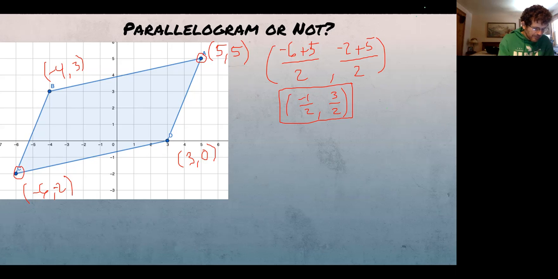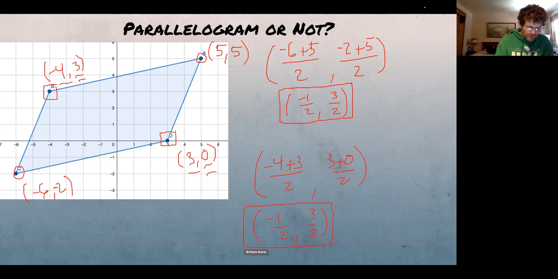I'm going to look at B and D. So if I take just my x coordinates right here, that's going to give me -4 plus 3 over 2. And just my y coordinates is going to be 3 plus 0 over 2. So that means -4 plus 3 is -1. And 3 plus 0 is 3. And it looks like that's my coordinate.